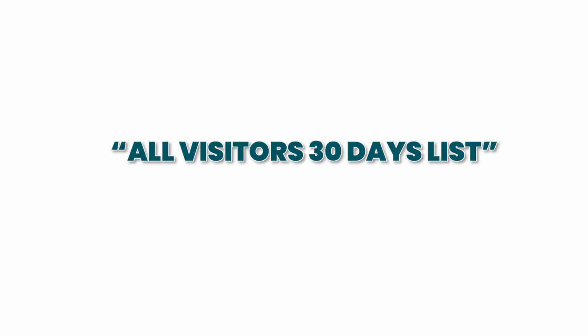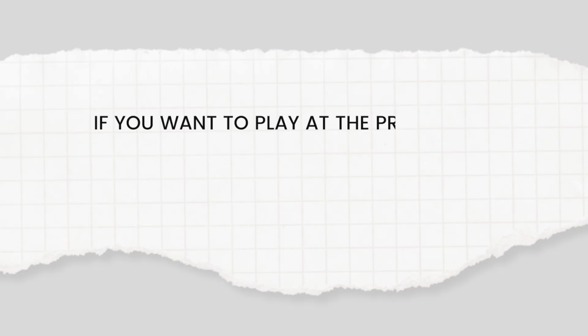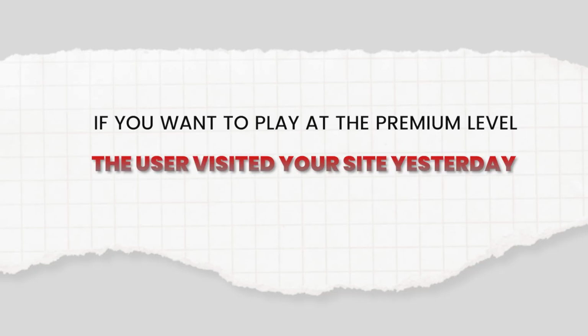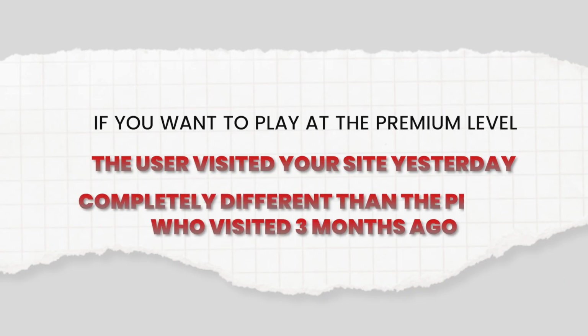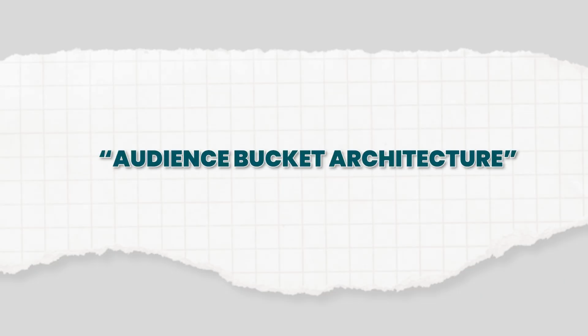Most people make a fatal mistake when they start with remarketing. They just use the default all visitors 30 days list and call it a day. But if you want to play at the premium level, you have to realize that a user who visited your site yesterday is a completely different person than the one who visited 3 months ago. To capture these nuances, you must build what I call an audience bucket architecture.